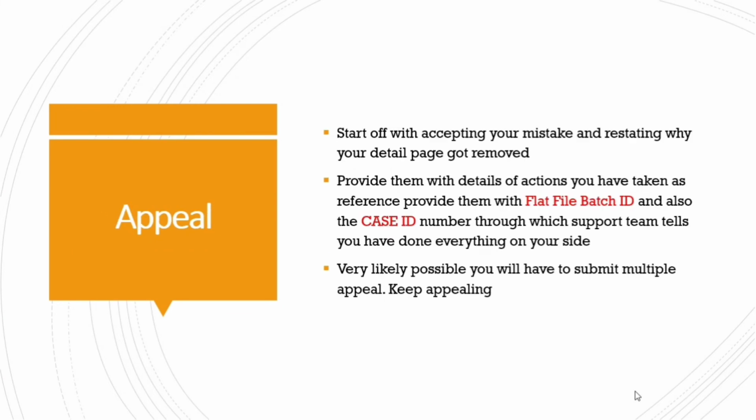You will start off by accepting your mistake, that you have mistakenly put that trademark word in your detail page. The next step is to provide them with the action that you have taken to remove it. So you will tell them that this is the flat file batch ID number, and you will provide it in your appeal. You'll also provide them with the same case ID number on which any of the support members told you that you have done everything on your side, and now it's on Amazon side to do it for you. So once you have that case ID, you will add that in your appeal as well, and you will submit the response to the appeal on Amazon.